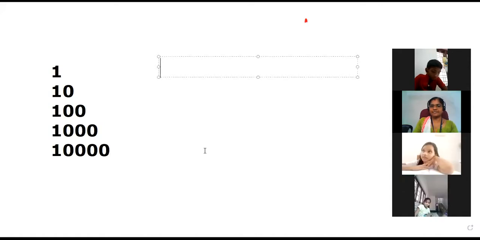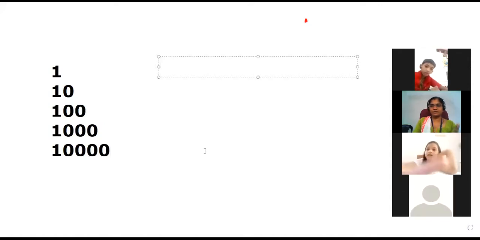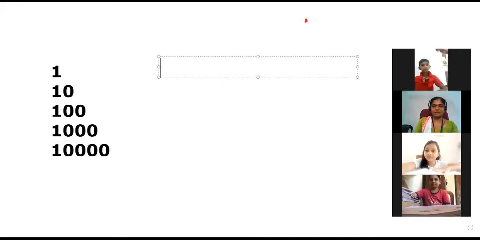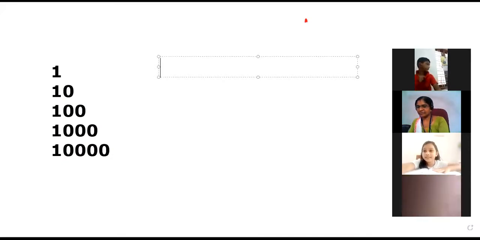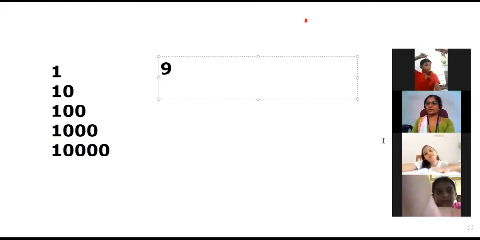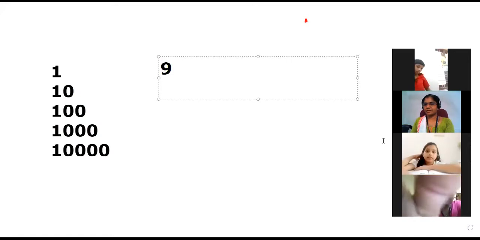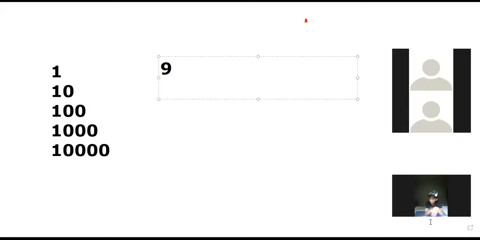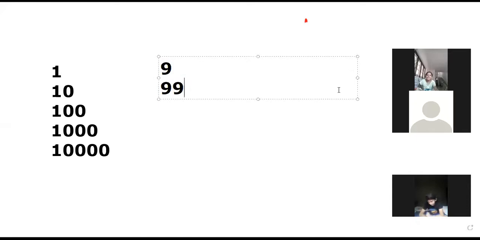Which one is the greatest one-digit number? Nine. Nine, very good. Nine is the biggest one digit number. Then, what about two digit number? Which is the greatest two digit number? Who is to answer? Safa. Which number is the greatest two digit number? 99. Very good. It is 99.